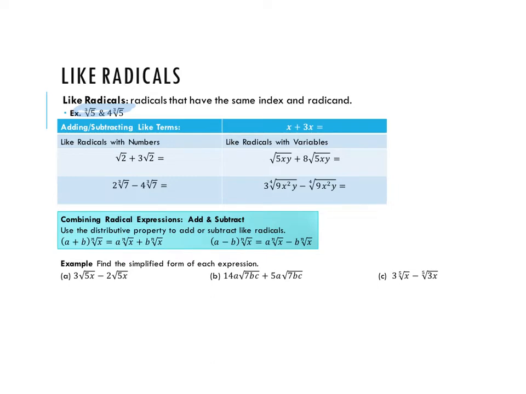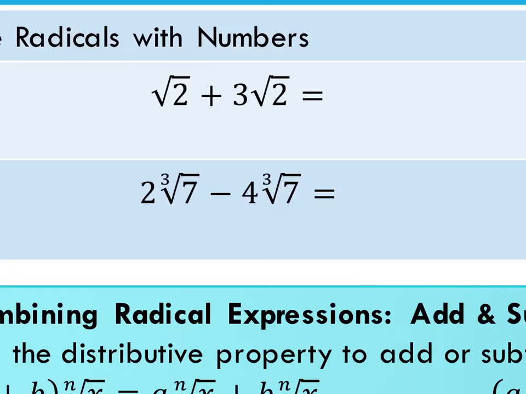So if we look at the table, radicals with numbers, notice we have a square root 2 plus 3 square root 2. Well, I want you to think of this as like x plus 3x. And we know from back in the day that would be 4x. But instead of putting an x, we're going to use the square root 2. So 1 square root 2 plus 3 square root 2 is really 4 square root 2.